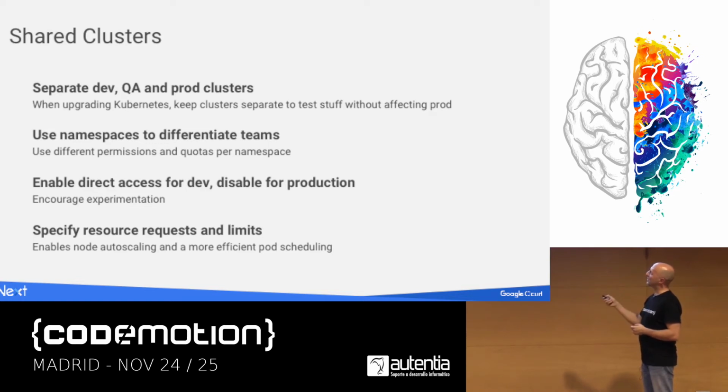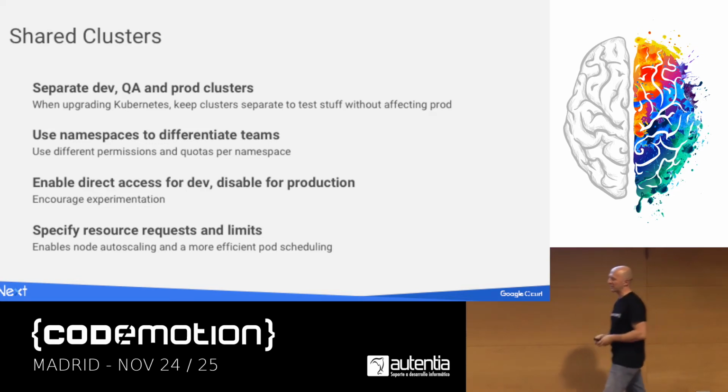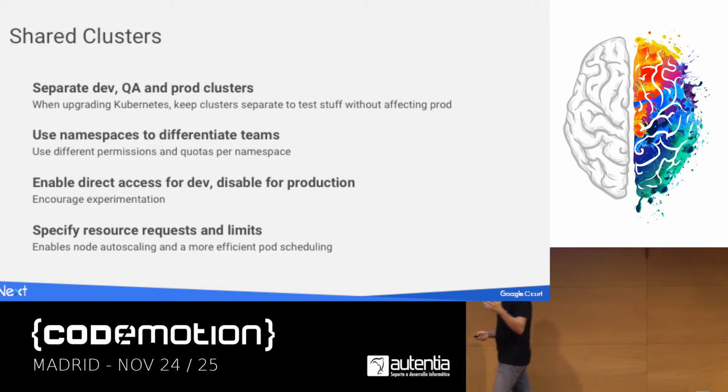And then specifying resource requests and limits. This is just a best practice of, hey, always specify a maximum amount of CPU and memory. You can also specify a default maximum amount of memory and CPU for a namespace, or a total maximum amount of memory and CPU for a namespace inside of Kubernetes.